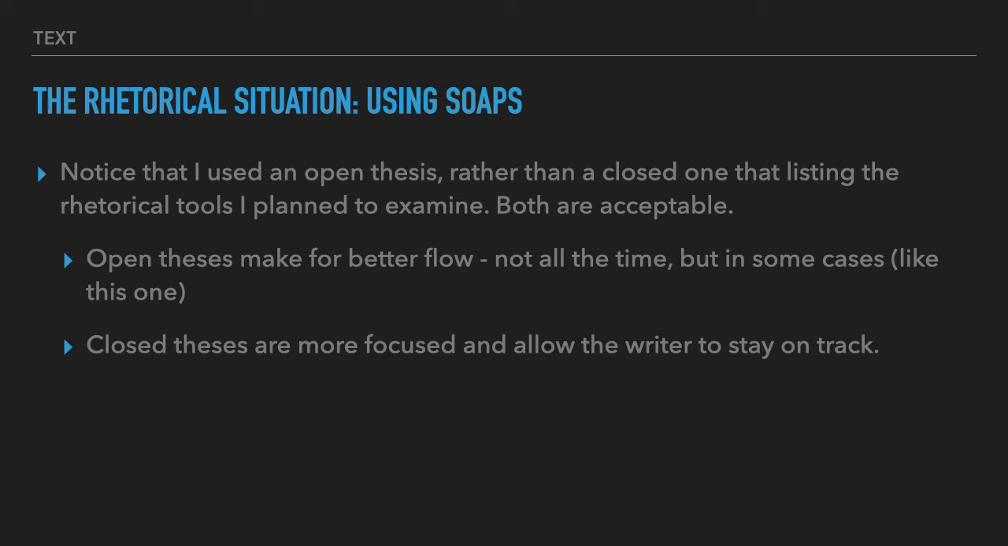And then a closed thesis is more focused. It allows the writer to stay on track. You establish where the paper is going to go, and it's a roadmap for the reader, but it's also a roadmap for the writer. The only issue that sometimes people have with the closed thesis is they'll list what their lesser claims or their main points or their topics are going to be in that closed thesis, and then they forget one. And so they introduce an idea and then they never extrapolate on it.